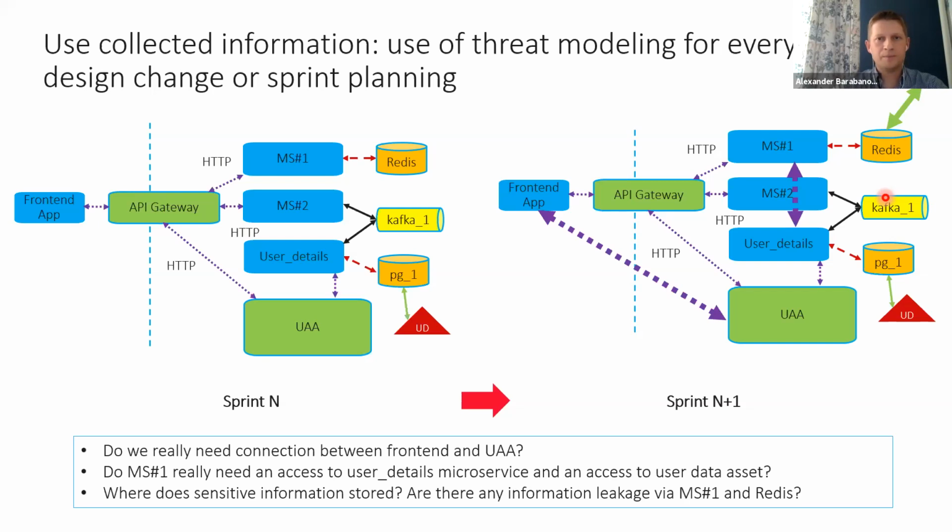So the first requirement is about use of threat modeling for every stage or for every change in architecture or for every sprint planning. And so during sprint planning, you can easily modify your architecture diagram or its part based on proposed architectural changes. You may add some connection, you may add some new microservices, or you may add some information about assets, relation between assets and storage.